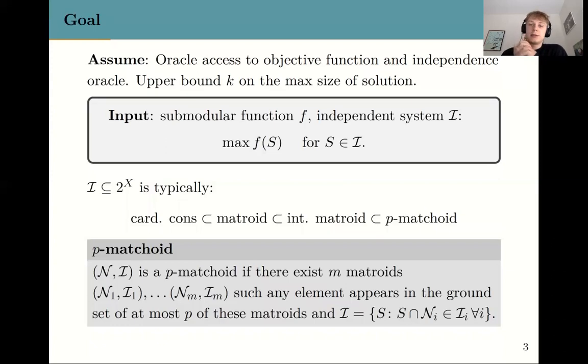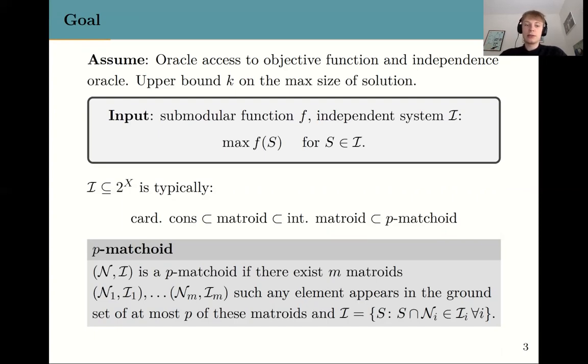So what is the goal? The goal is to maximize this function f, and I have an independent system, which is a constraint on the set that I'm allowed to return. To maximize this function f, I'm given an upper bound k on the maximum size of the solution, as well as two oracles, one to query the objective function, and one to check whether the set is actually part of the allowed sets. The independent system is denoted by this calligraphic I.